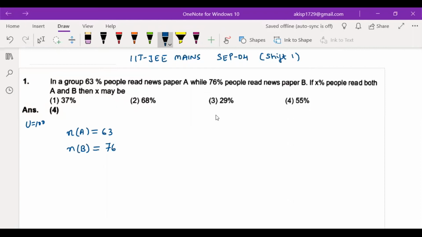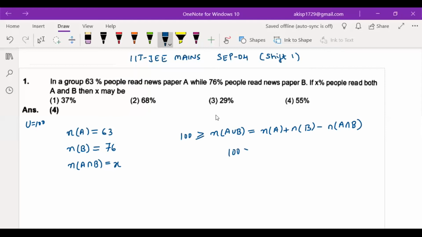And the question is asking us the number of people who read both A and B, and that is given to us as X. We are asked what percentage X may have. So we will use the formula n of A union B is nothing but n of A plus n of B minus n of A intersection B. But we know that n of A union B is at most equal to the universal set, so this number will be less than or equal to 100 in all cases. So what we have is 100 is greater than or equal to n of A, which is 63, plus n of B, which is 76, minus n of A intersection B, which is X. So we get this, which implies that X is greater than or equal to 39.